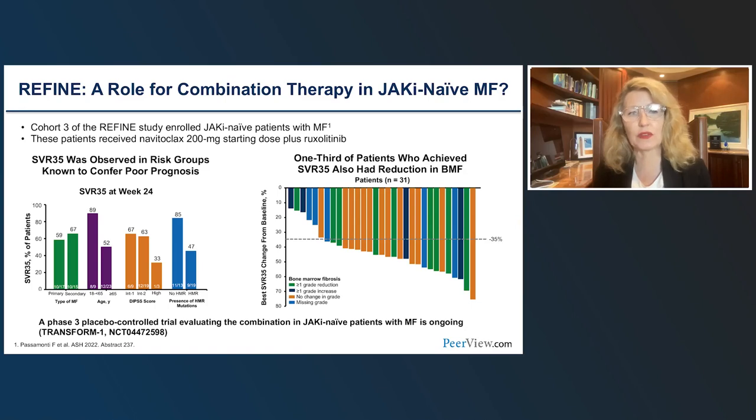megakaryocytes. In terms of a role for combination therapy in JAK inhibitor naive myelofibrosis, cohort 3 of the REFINE study enrolled JAK inhibitor naive patients with myelofibrosis. They received navitoclax 200 milligrams as a starting dose plus ruxolitinib. And you see that this tended to work quite well in patients who have poor risk or poor prognostic findings. One third of patients who achieved SVR35, meaning a spleen volume reduction of 35%, also had a reduction in bone marrow fibrosis. Again, that may impact the durability of response.